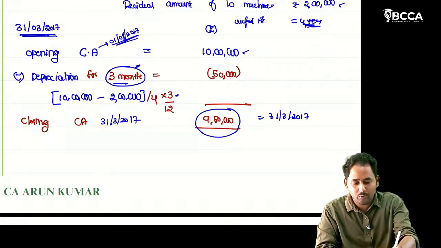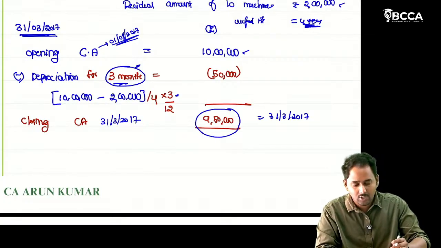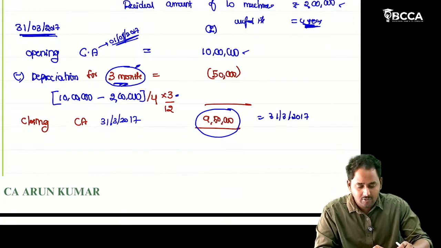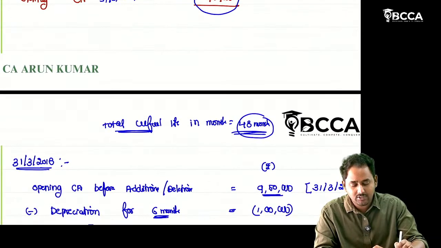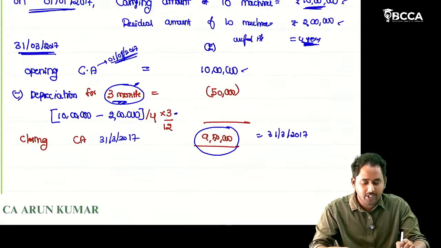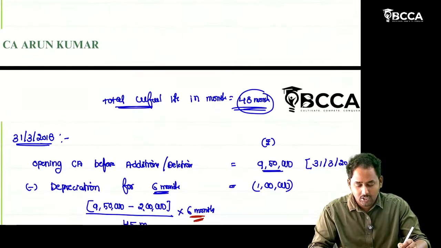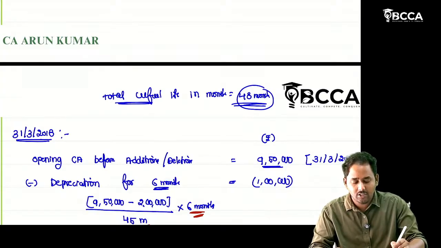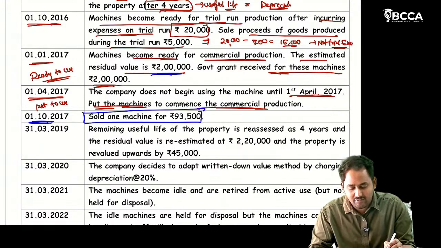So I compare opening minus current year depreciation, then I get the closing. But here opening is in years, but depreciation is in months. That's why, for easy calculation, convert the useful life into months. So what is the useful life in months? 48 months. Out of 48 months, 3 months is completed. So remaining depreciation I need to provide for a period of 45 months. Then what is the opening carrying amount?